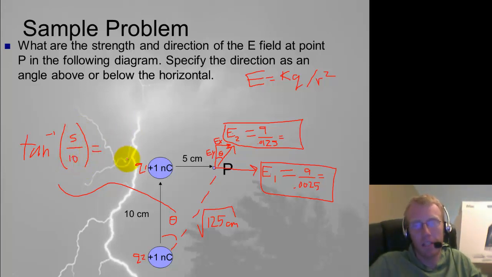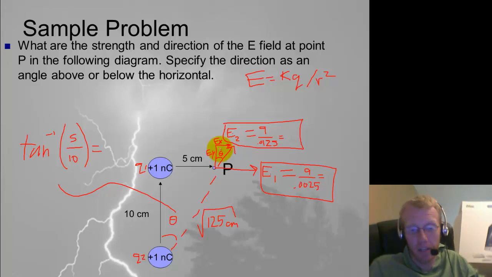And once you get that amount, then you can find Ex and Ey using sine and cosine. And I'm going to stop right here again for time.